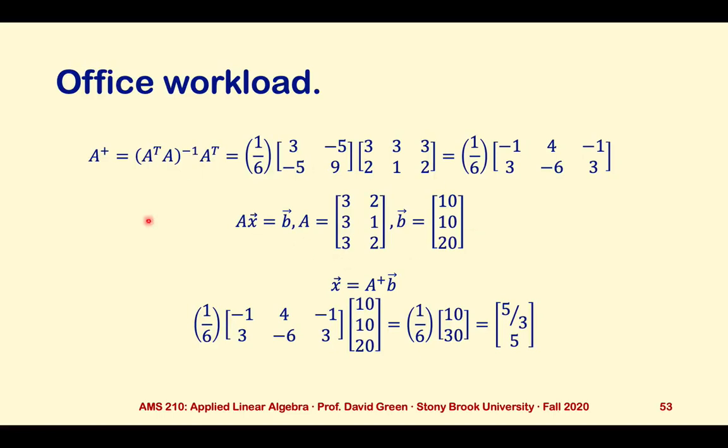Our original system is shown here. Our right-hand side was 10, 10, 20. We are now ready to compute our answer simply by multiplying this pseudo-inverse by that right-hand side.